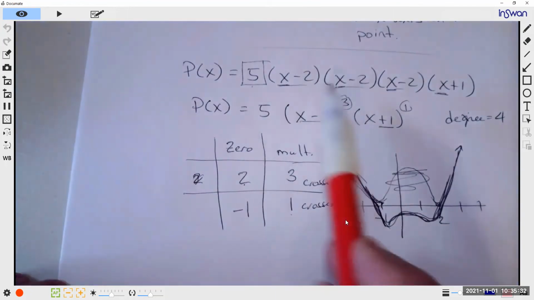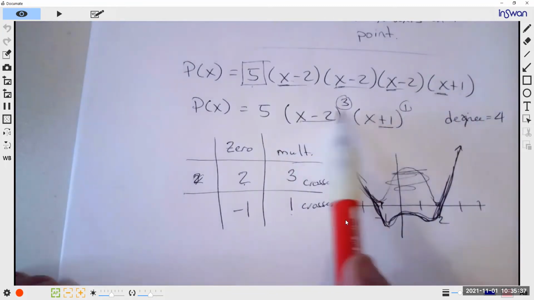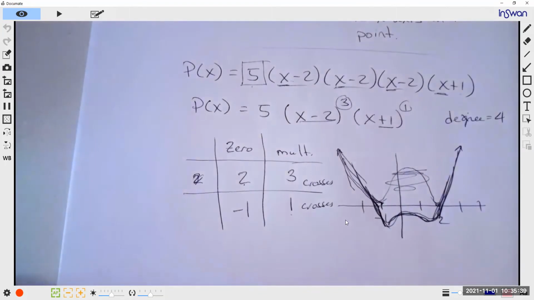So whatever polynomial we had, we factored it out. We look at all our possible solutions, see what the multiplicities are, and that tells us what's happening at the graph at that point.